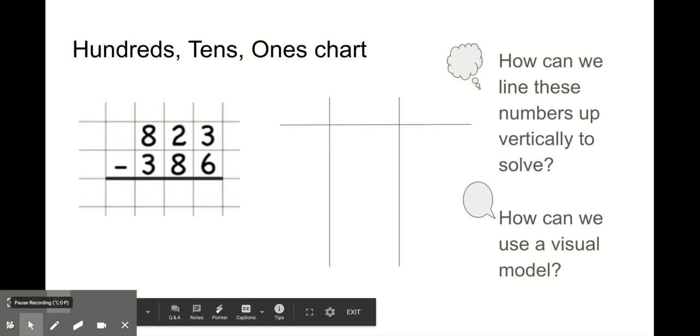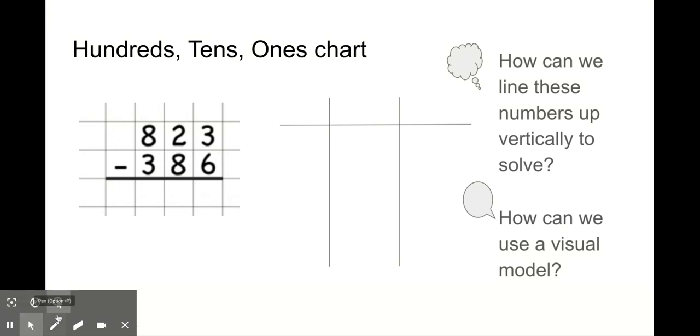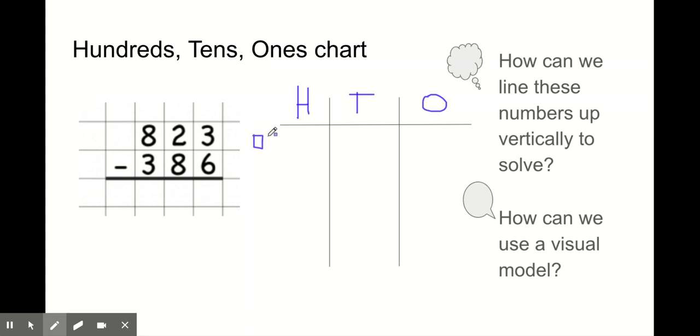Let's try another problem, but this time let's make a model. We'll use our hundreds, tens, and ones blocks to make this model. 823 minus 386. To make those 100 blocks, I need 8. Remember, they don't have to be perfect.